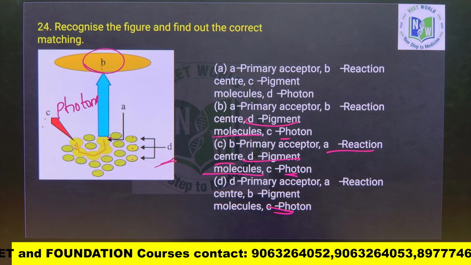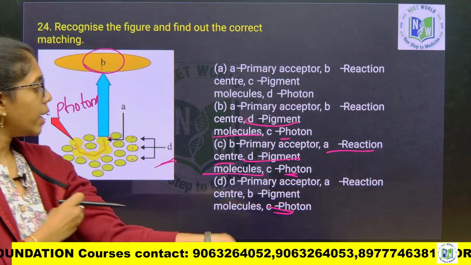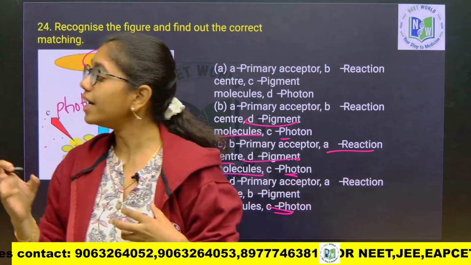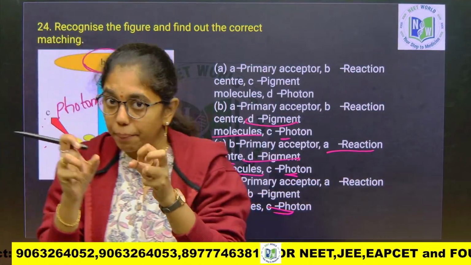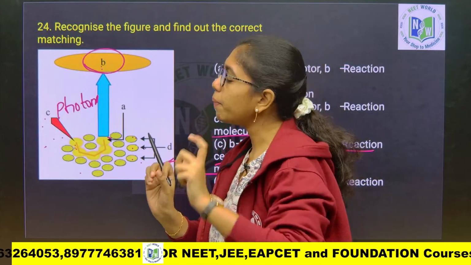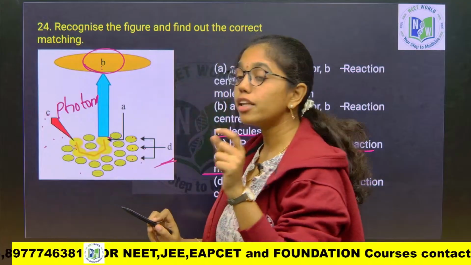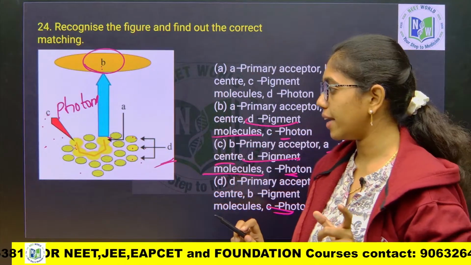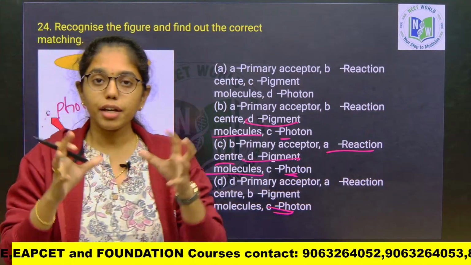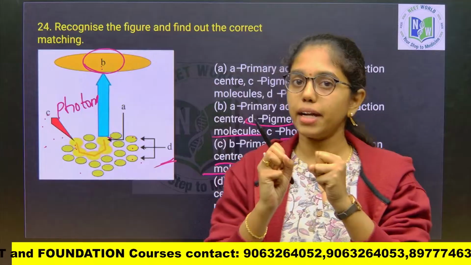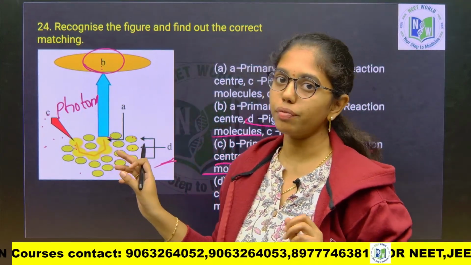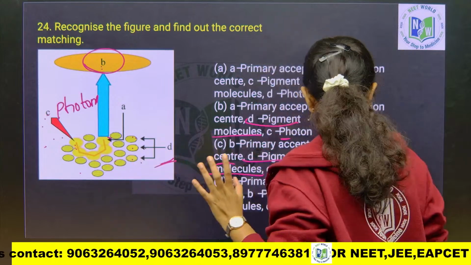What is a core pigment? See, accessory pigments are those pigments which absorb light at different wavelengths, and they will submit that light energy to one chief pigment. That pigment is called the core pigment, and the core pigment here is chlorophyll A. Now you understood. Antenna or accessory pigments absorb light at different wavelengths and submit the energy to the core pigment. Core pigment here will be chlorophyll A. Clear, right?